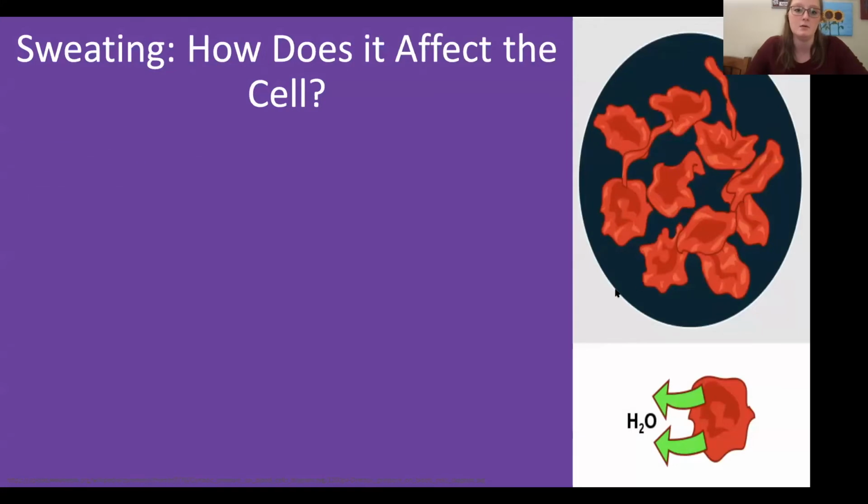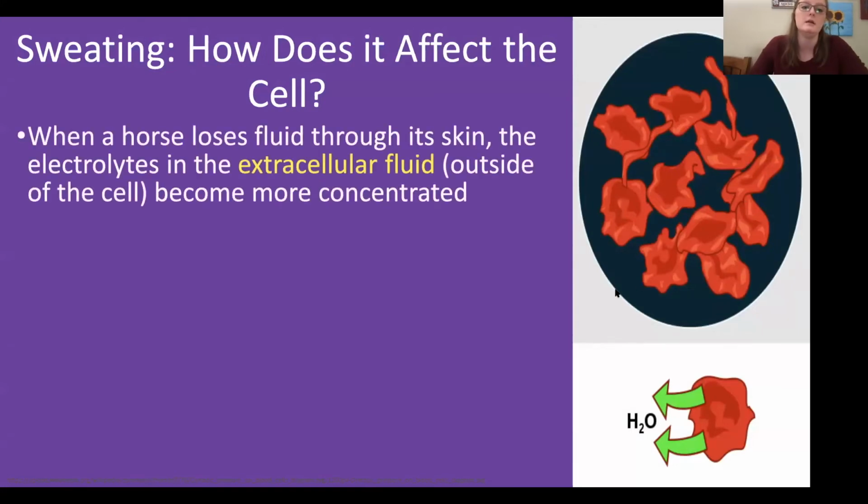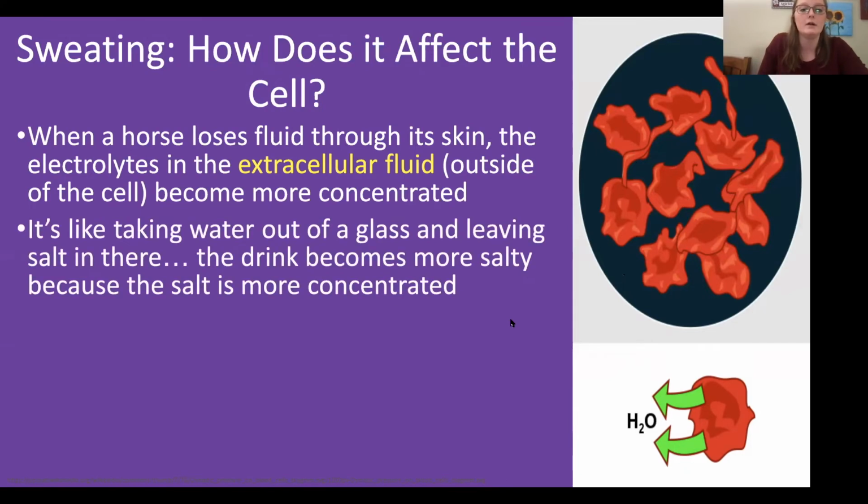Sweating, how does it affect the cell? When a horse loses fluid through its skin, the electrolytes in the extracellular fluid become more concentrated. So remember, if we look over here, these are actually red blood cells, but they're upset red blood cells. And the black represents the extracellular fluid around them in your vessels, your arteries and veins. It's like taking water out of a glass and leaving the salt in there. The drink becomes especially salty because the salt is more concentrated, as the horse has been losing the fluid that would normally be with that salt through sweat.